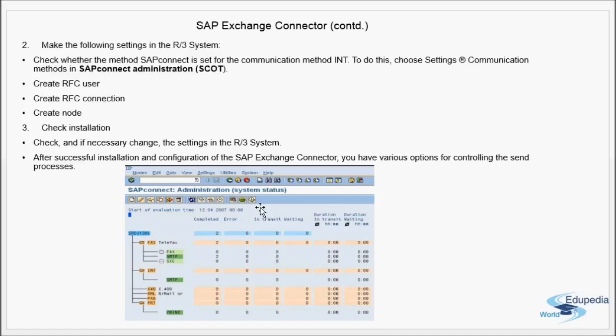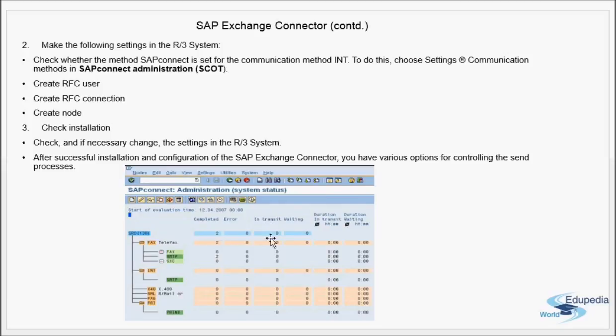Now on the SAP side, you run the SCOT transaction, and there you have to create individual nodes. A node is where, to reach the internet, it has to connect, or to a fax server it has to connect. Those are the individual nodes which have to be created for each one of them. And you create the RFC connection and the RFC user for that, because the R3 system communicates with the SAP Exchange Connector using RFC calls.